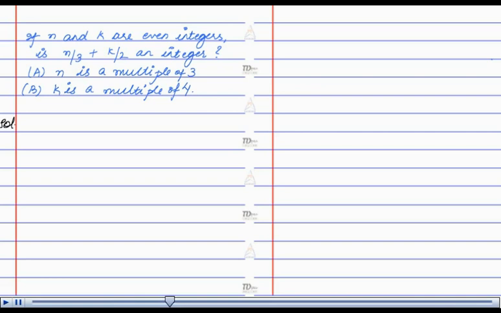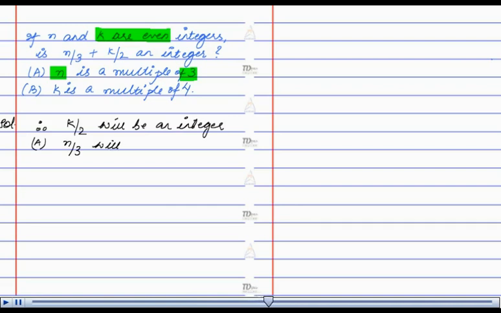It has been given that k is even, therefore k by 2 will be an integer. Also from statement A, we have that n is a multiple of 3, which implies that n by 3 will be an integer. Therefore, n by 3 plus k by 2 is an integer. So statement A alone is enough to answer the question.